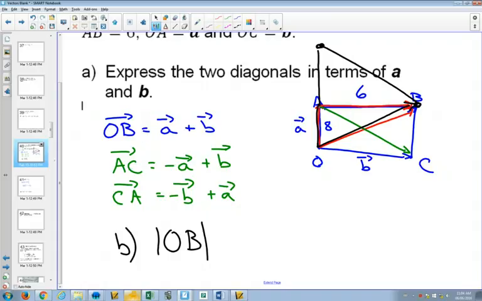Well, a couple of ways you could go about this. One, you could just use a squared plus b squared equals c squared, because you have a triangle here with 6 and 8. And so if you did that, you would get a length of 10. Or you can think of point B, its position vector is (6, 8), and then just find the length of that as well, which would still be a squared plus b squared equals c squared.